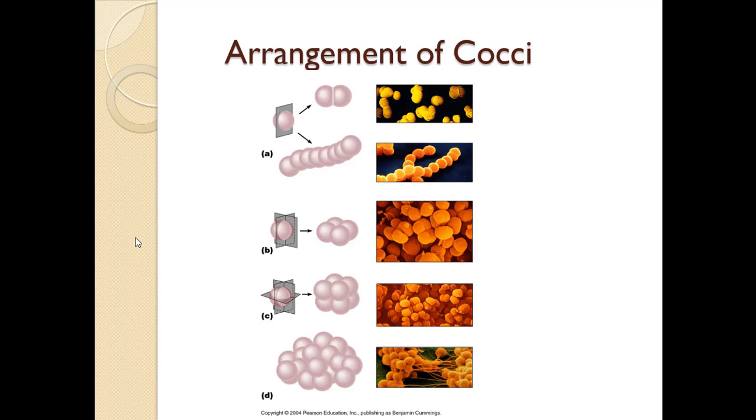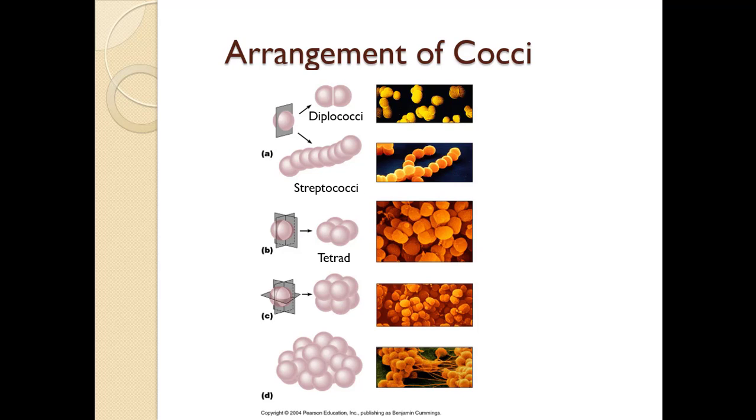These cocci can be arranged in different formations. It can be a single coccus, can be a diplococci, which is two, or if it's a chain like this, it can be streptococci. I have to pull up my notes to get the full list. If it's a cluster like this, it's going to be a staphylococci. Okay, there we go. Diplococci, streptococci, in a chain like that.